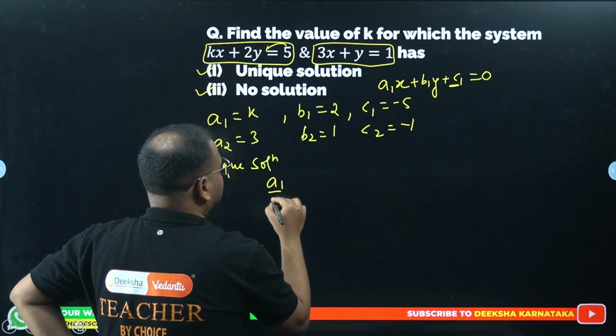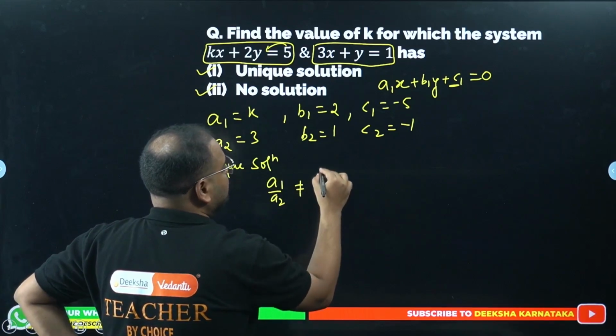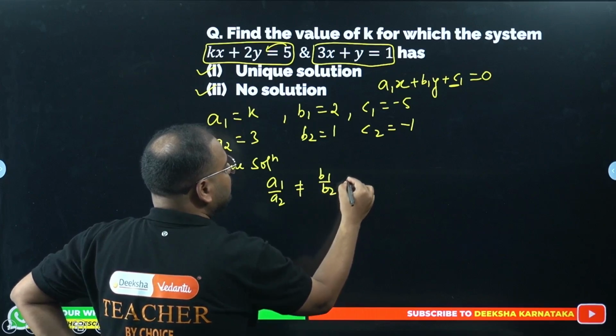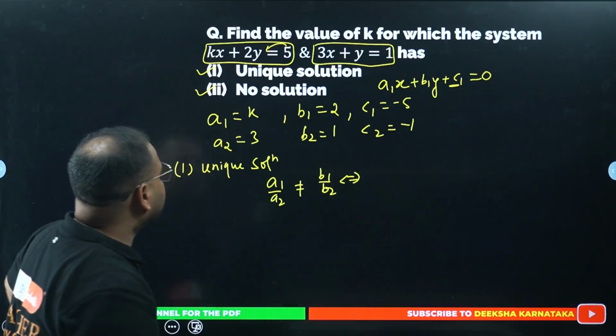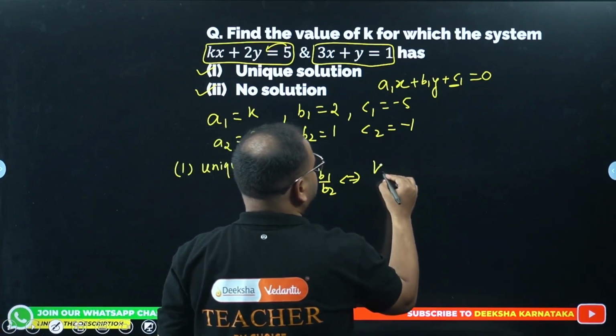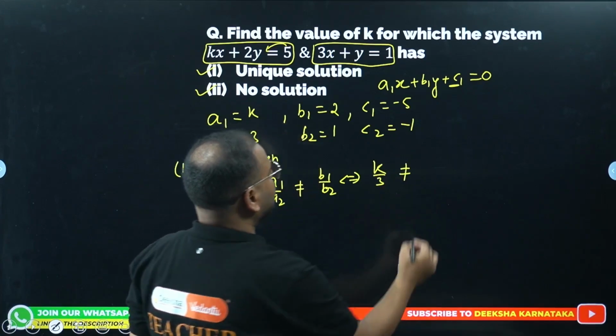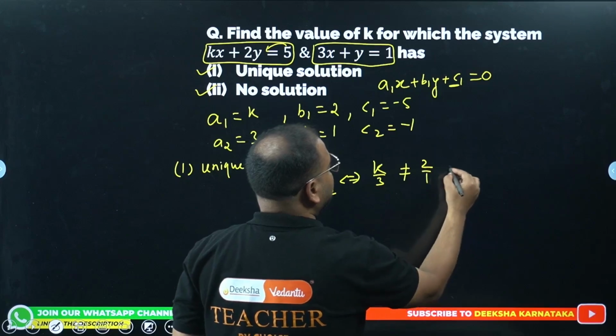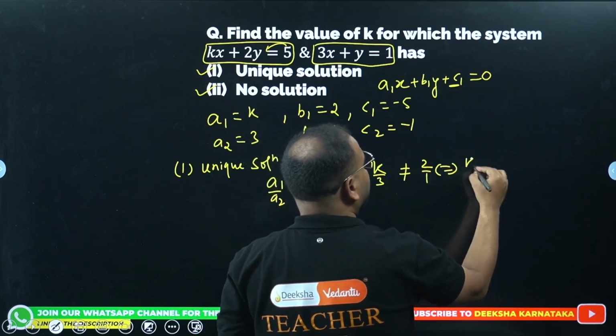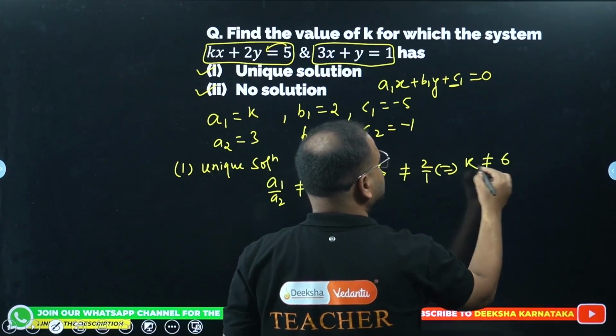A1 by A2 is not equal to B1 by B2. Simple. What is A1 by A2? K by 3. K by 3 not equal to B1 by B2, which is 2 by 1. It means cross multiply. K is not equal to 6.